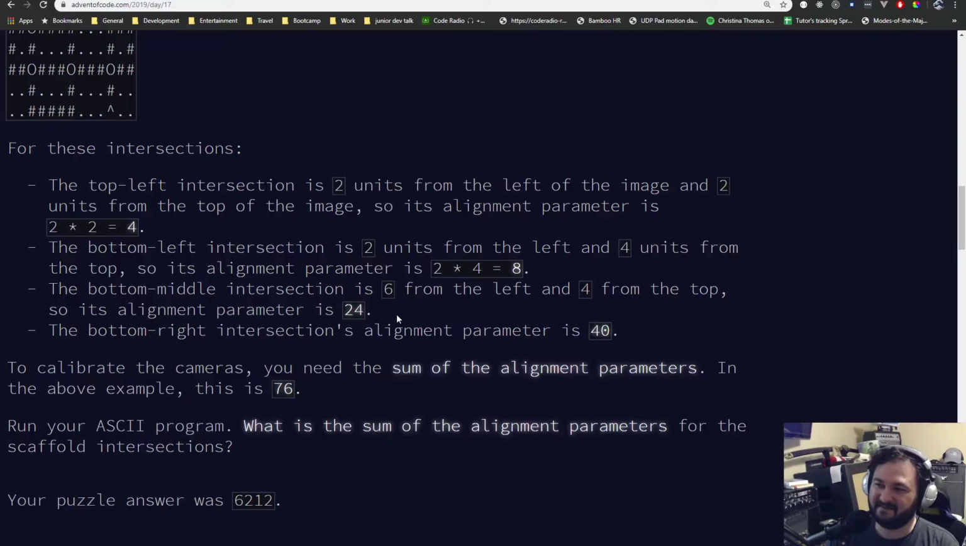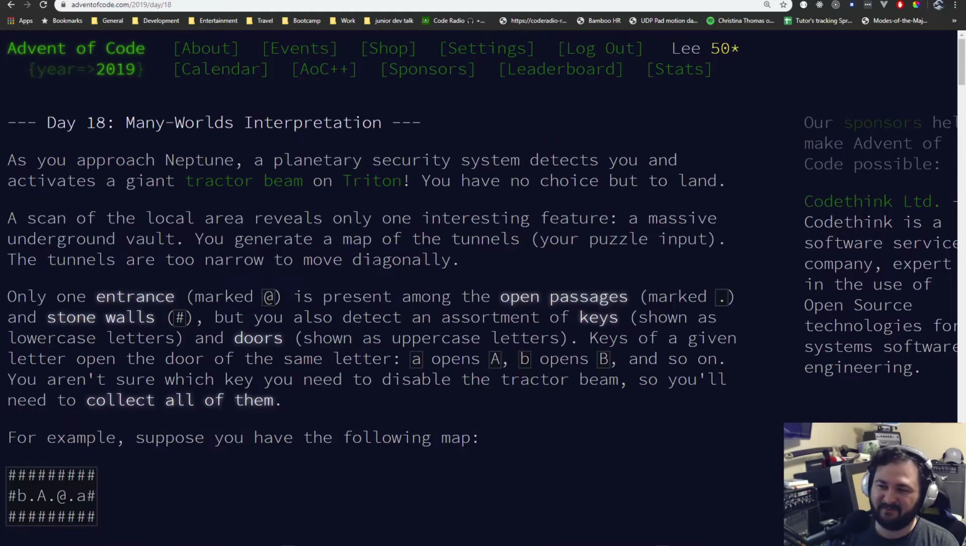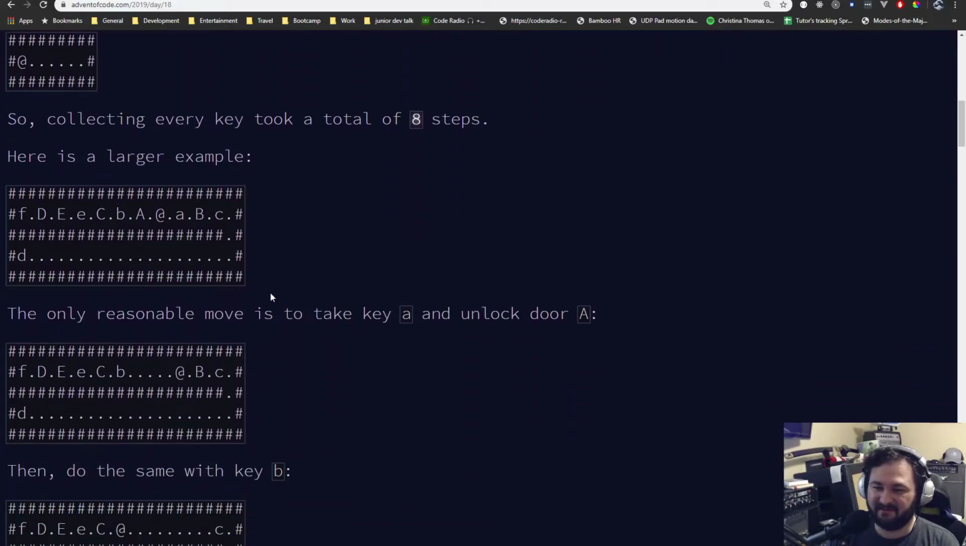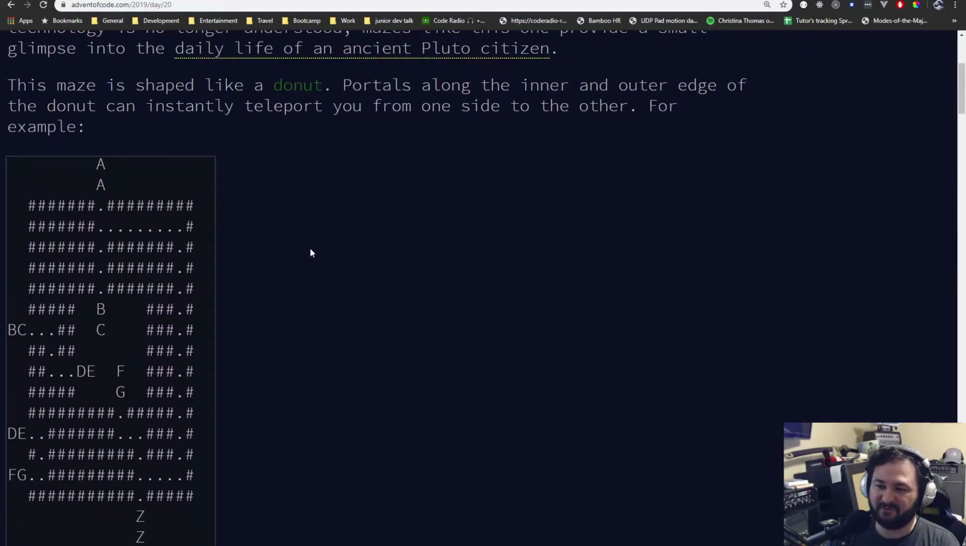Aside from that, 18 was a fun one to do. That was a really difficult one, so just getting that one done was an accomplishment. It was another maze problem. 20 was a really fun maze problem.